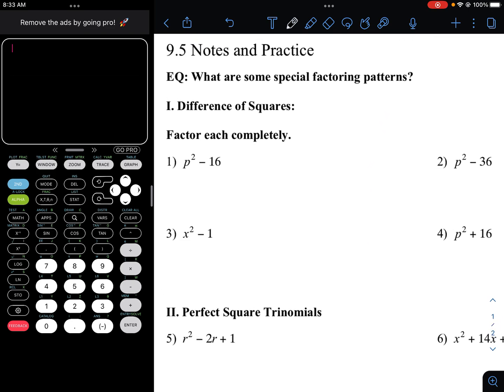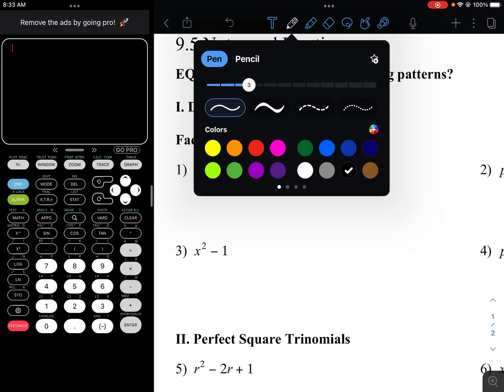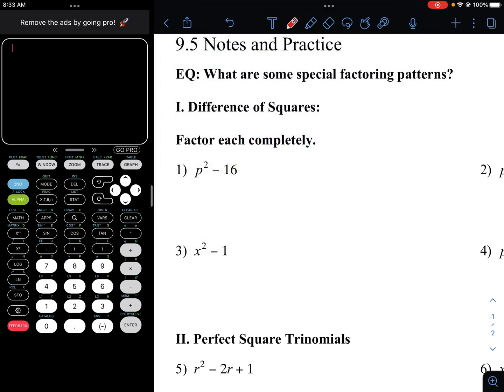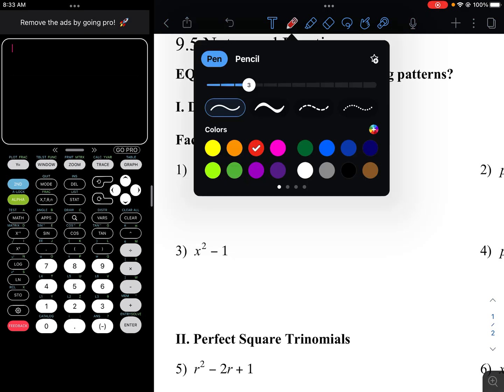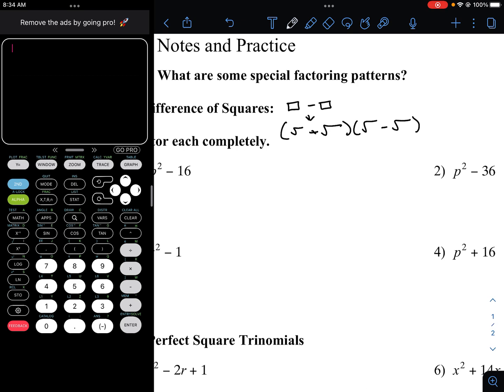Today, some special factoring patterns, and hopefully you come to see that these are pretty darn neat. So, difference of squares, that is our first factoring pattern, and what it's going to look like is if you have a perfect square and you subtract another perfect square, that's going to become the square roots of each of those, one of them plus the square root, and one of them minus the square root. That's going to look very confusing right now, but hopefully you come to see what it will be through some examples.